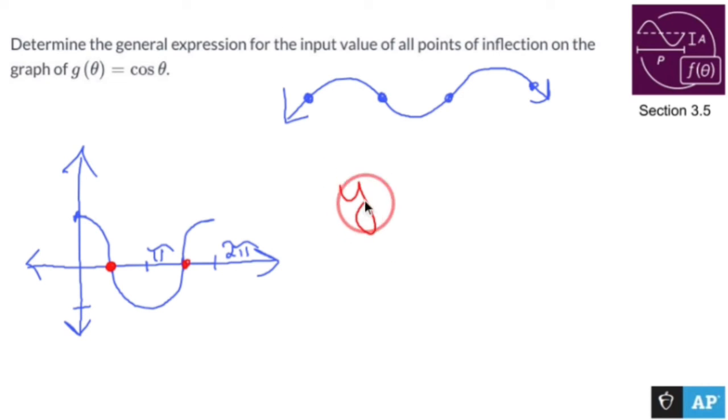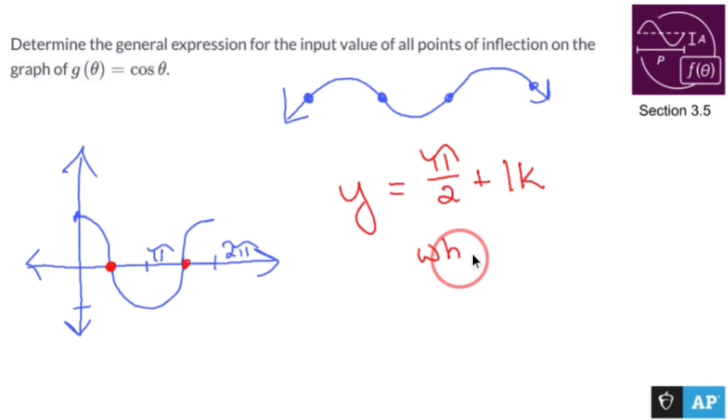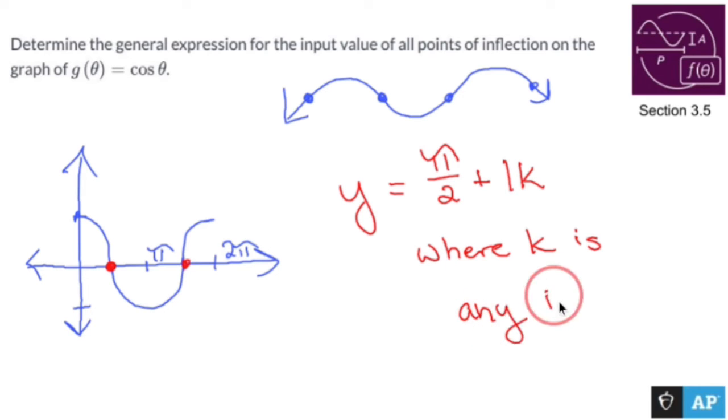So let's set it up like this. Y equals half a pi plus 1k, where k is any integer. Okay, that's going to be the input value.